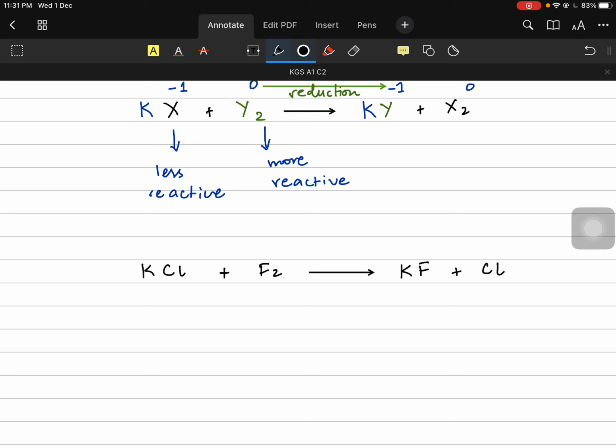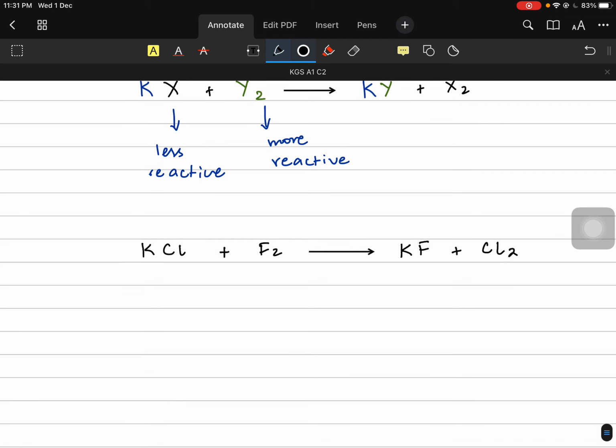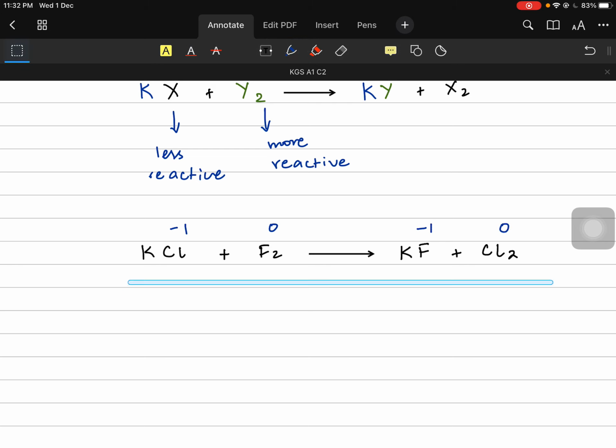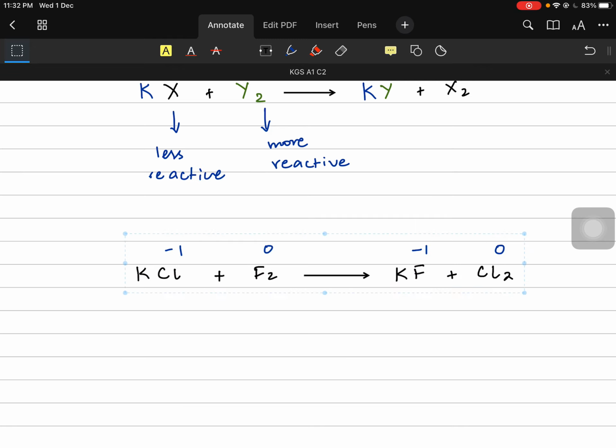You never write a single Cl, so you make a double out of it because it's a diatomic molecule. So previously it was a negative charge on the chloride because it was with potassium, and fluorine was a 0 because fluorine was essentially a pure element. But by the end, fluorine gets a negative charge making it a fluoride, and chlorine becomes a 0.